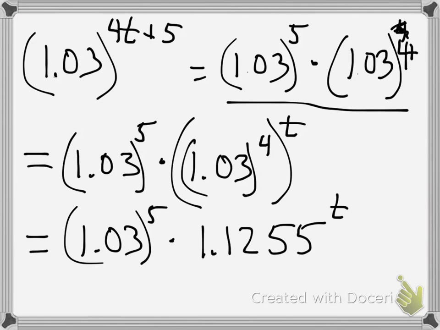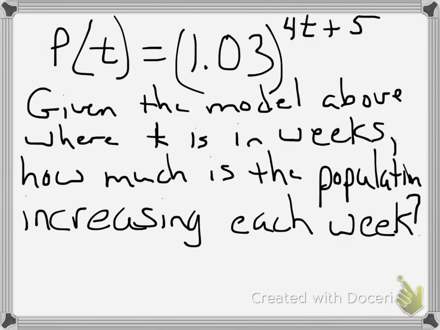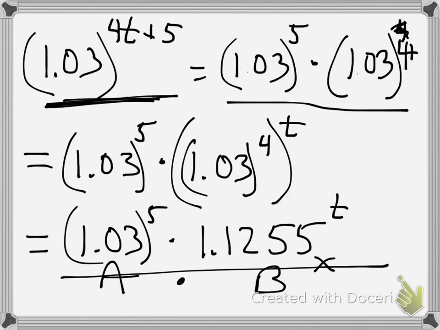So you'll notice I've changed the equation from what I had up here originally to now this. This looks a little bit closer to our y equals a times b raised to the x power. All right. I don't really care what a is in this case because, again, I want to know, given the model where t is in weeks, how much is the population increasing each week? So I'm really just looking at this value right here. I'm looking at the growth factor. If 1.1255 is my growth factor, how much is the population increasing each week, assuming t is in weeks?